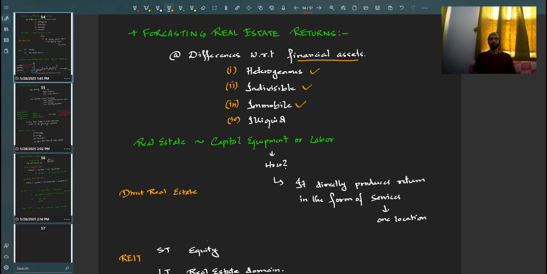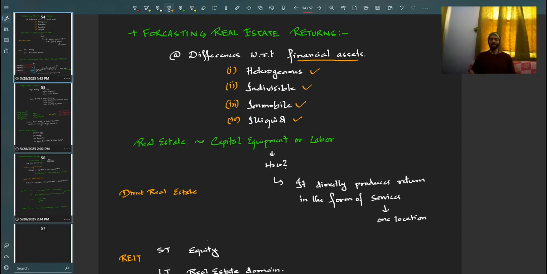Then illiquid. Because of the previous three properties, indivisibility, heterogeneity, immobility, and high ticket size, real estate assets tend to be very, very illiquid. Comparatively much more illiquid than other assets, especially assets like equity or bonds. Now, these are the differences of real estate with respect to financial assets.